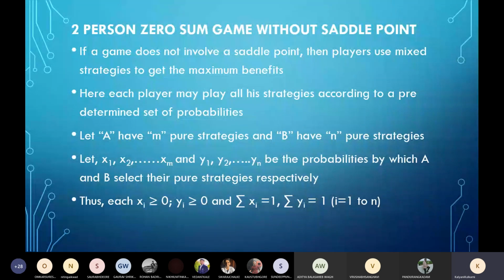Have you noted down up to this, all of you? Yes. So, example without saddle point. Have you noted down, all of you? Can I move ahead? Yes. Did everyone fall asleep? Have you noted down?